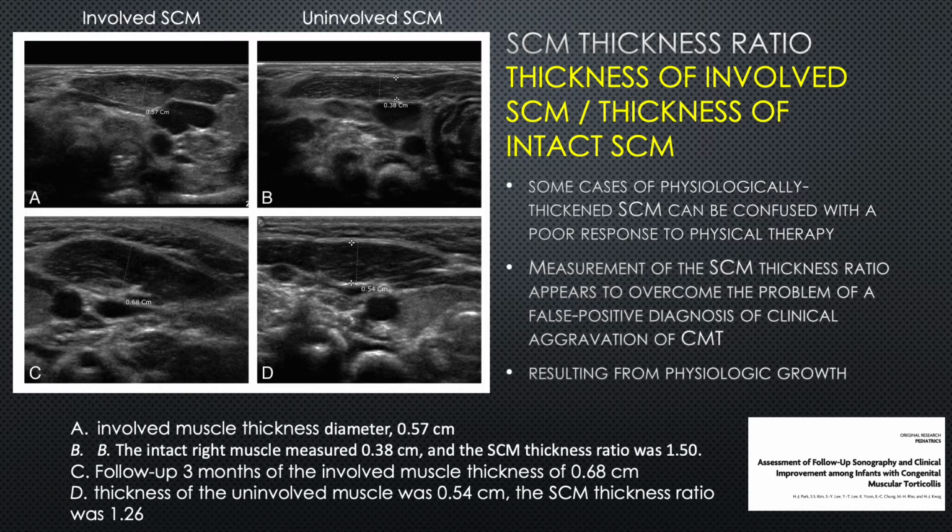So one of the challenges with the sternocleidomastoid muscle is the physiologic growth. So this ratio of the involved sternocleidomastoid muscle to the intact muscle is one way that could be helpful. So if you look at A and B in these figures, this is that presentation. So you have involved on the left, uninvolved on the right, and after 3 months, there was increase in the uninvolved muscle and slight increase in the involved muscle as far as the thickness. But if you look at the ratios, it actually went from 1.5 to 1.26. So this was resulting from physiologic growth, and this is where this ratio can be handy for these kinds of situations.